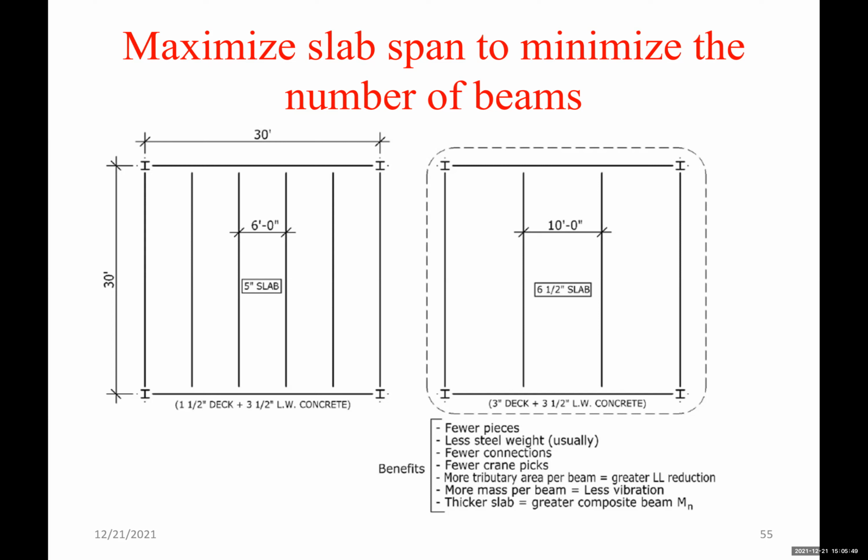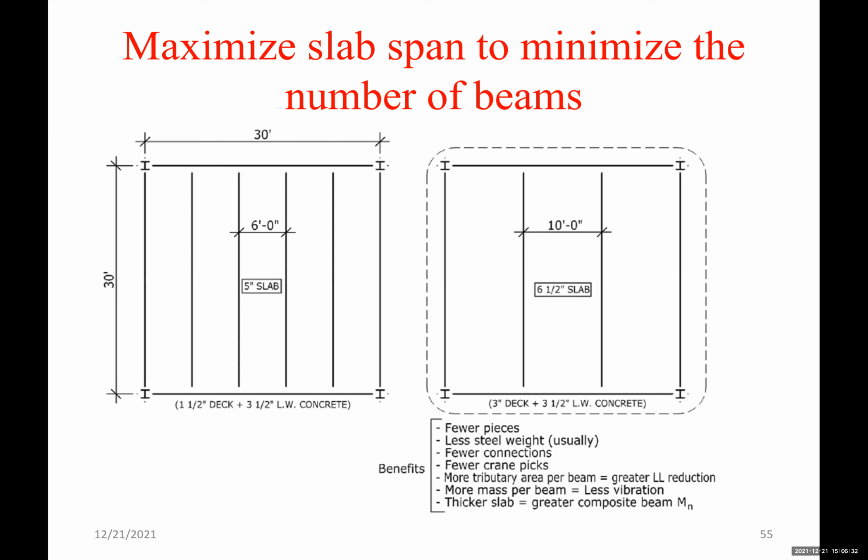between the beams, because how do we set the spacing between the beams? Based on the span of the metal deck with the concrete, right? So we can have a thicker slab with a much smaller number of beams, as you can see. Here you can see a number of benefits: fewer pieces, less steel weight, fewer connections, fewer crane picks, more tributary area per beam, which will give us greater live load reduction on the beam, and more mass per beam, that's less vibration. Of course, this is building vibration.